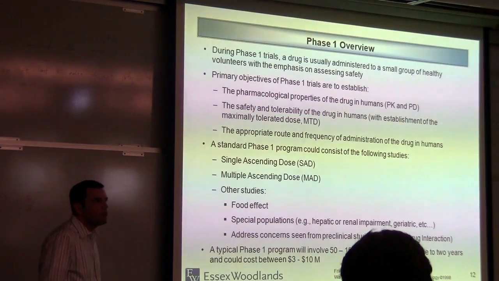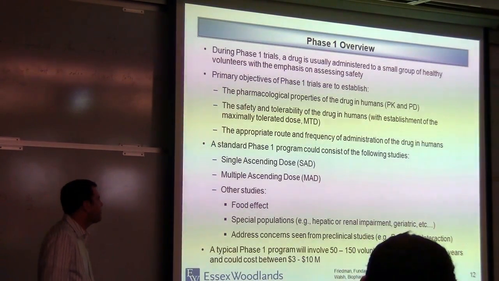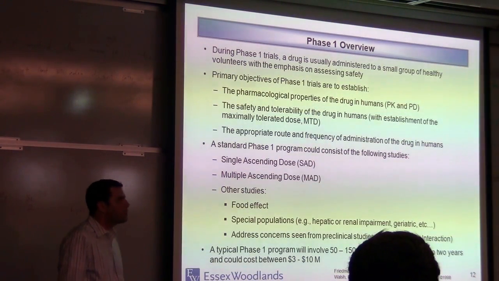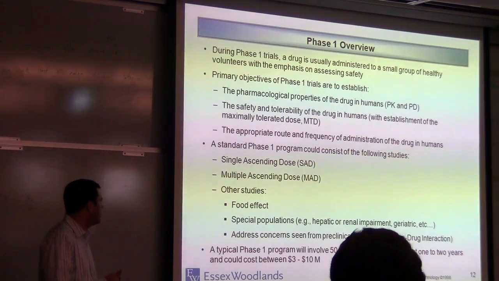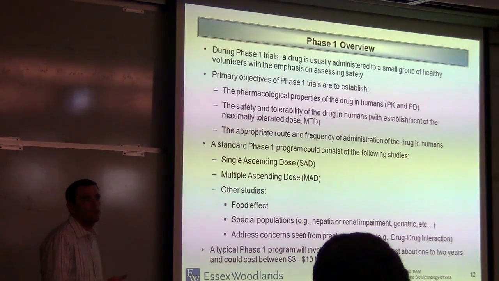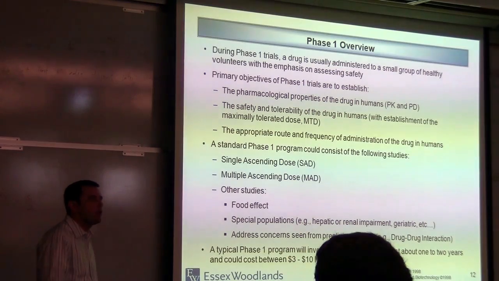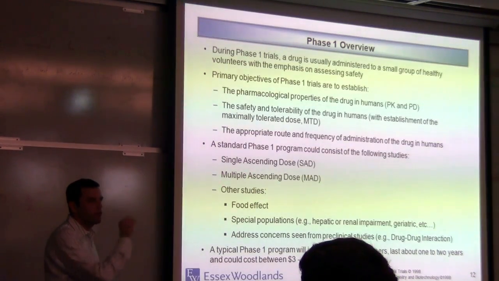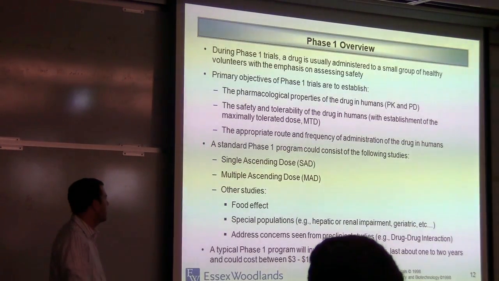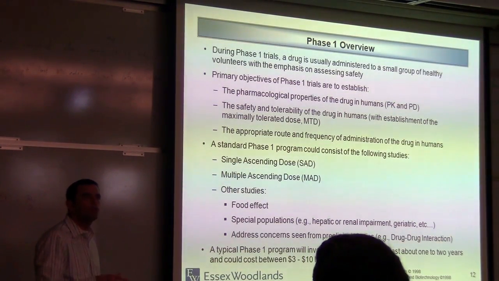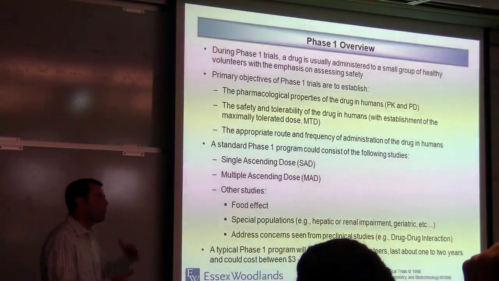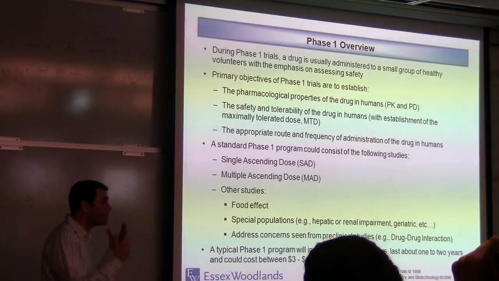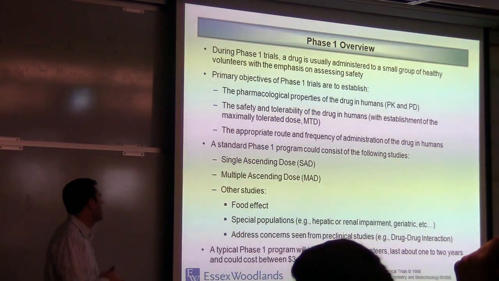In a typical phase 1 program, you're looking at between 50 and 150 volunteers. This stage of development will take about a year, 2 years, and can cost anywhere between $3 and $10 million to complete. And so, as we were talking about, you've already done 3 years of work through early discovery to IND-enabling tox, and this will take another year or 2. So now you could be about 5 years out from the initial time you had an idea, you had a target, and you got a lead.